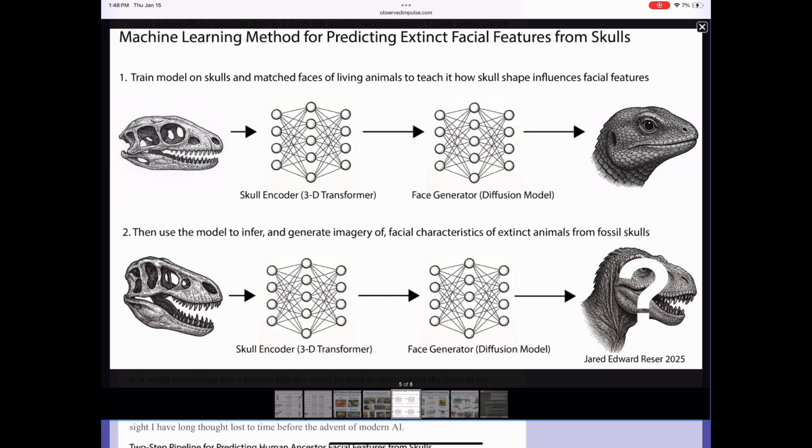We train the model on skulls and matched faces of living animals to teach it how skull shape influences facial features. Then we use the model to infer and generate imagery of facial characteristics of extinct animals from fossil skulls. So I think this would also work for a large variety of different prehistoric beasts. And I think it would work for humans too, right?